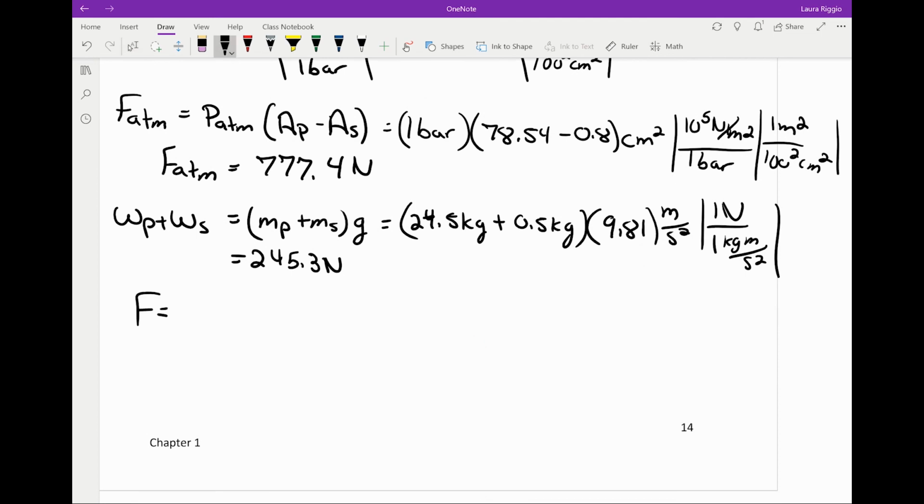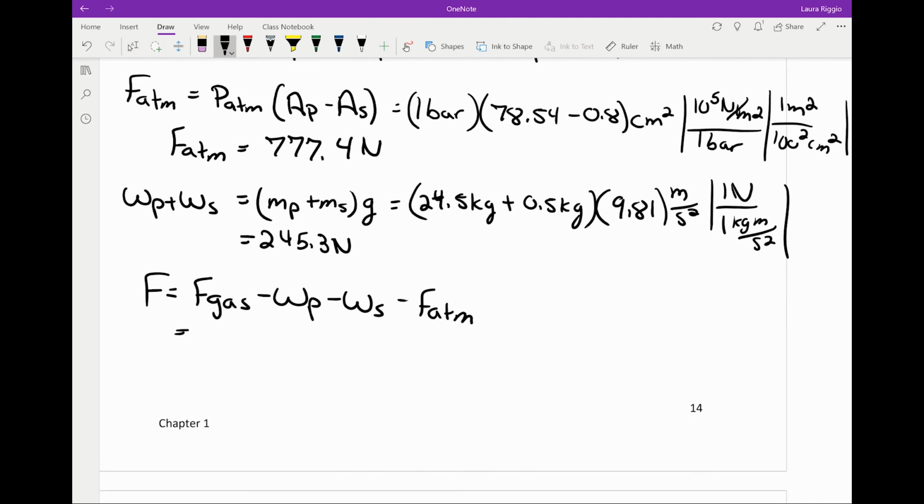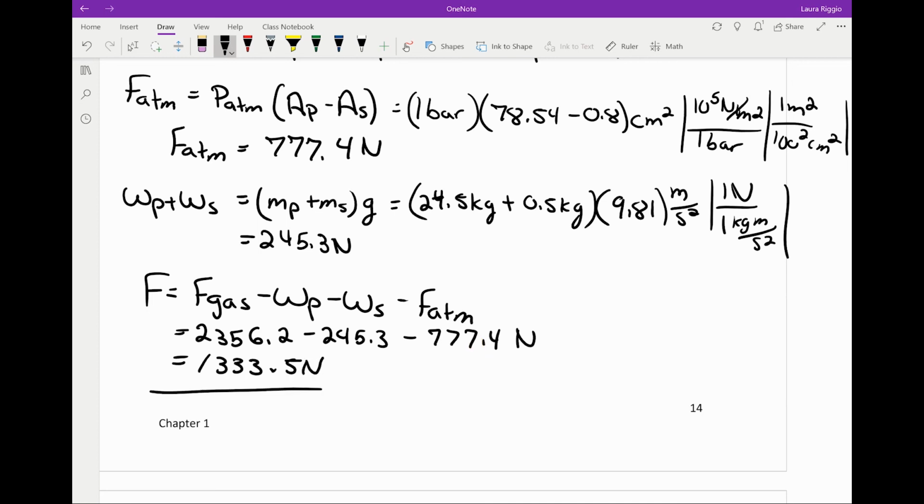So now the force, which again is the force of my gas, minus the weight of my piston, minus the weight of my shaft, minus my atmospheric pressure force, is going to be 2,356.2 minus 245.3 minus 777.4, which is equal to 1,333.5 newtons. That's it for this lecture.